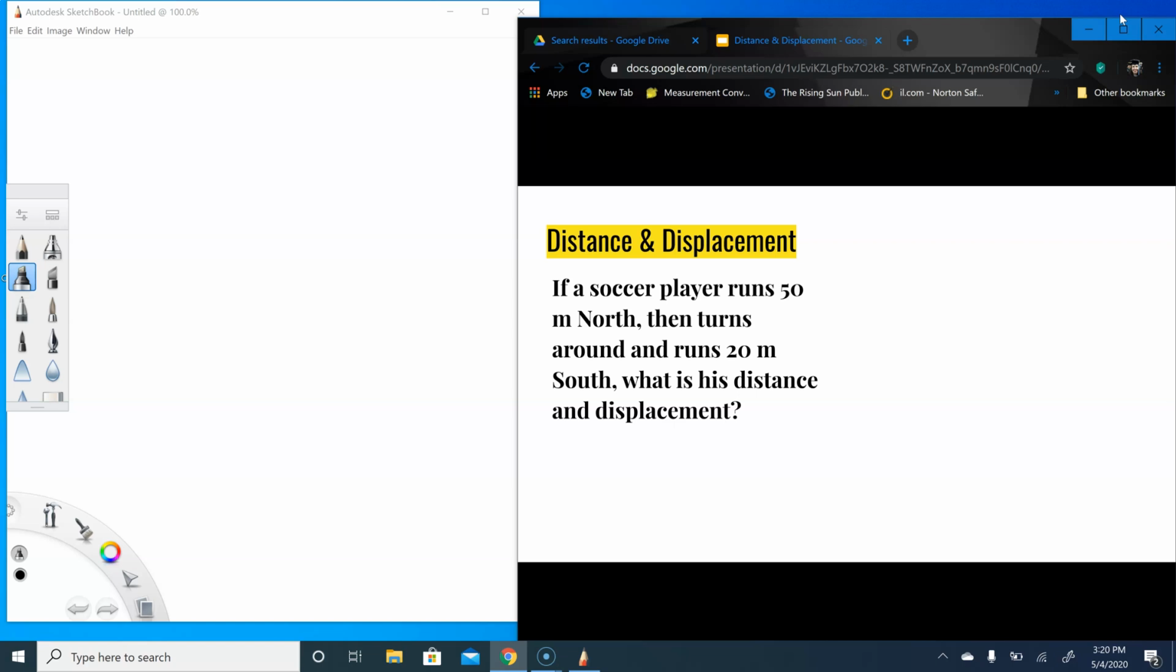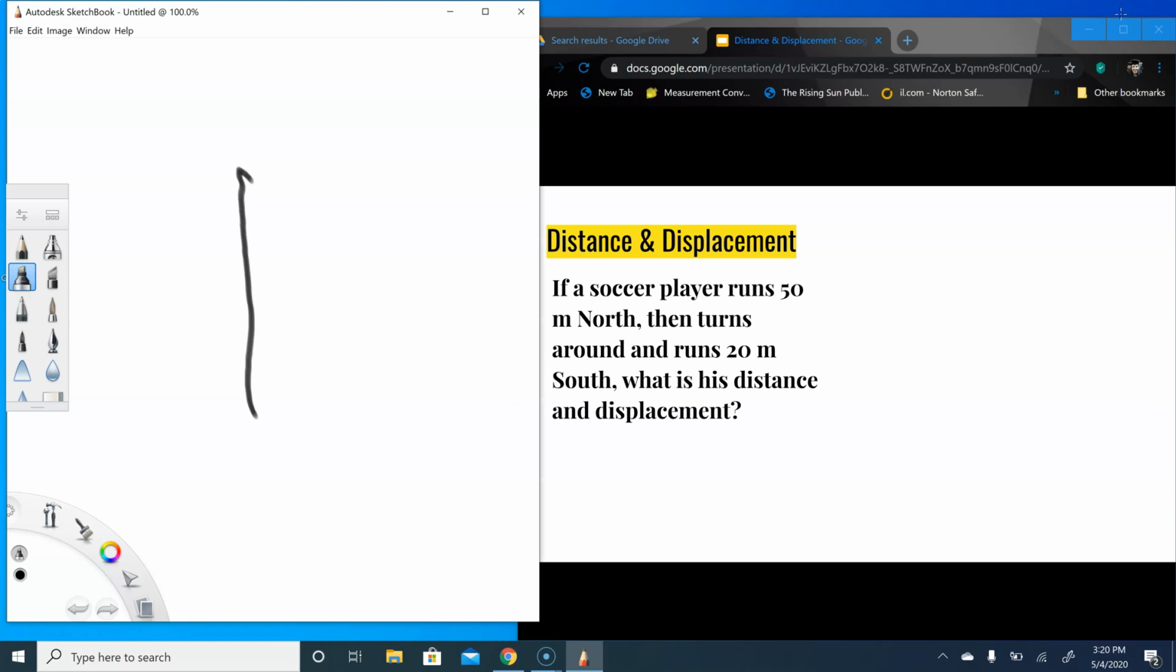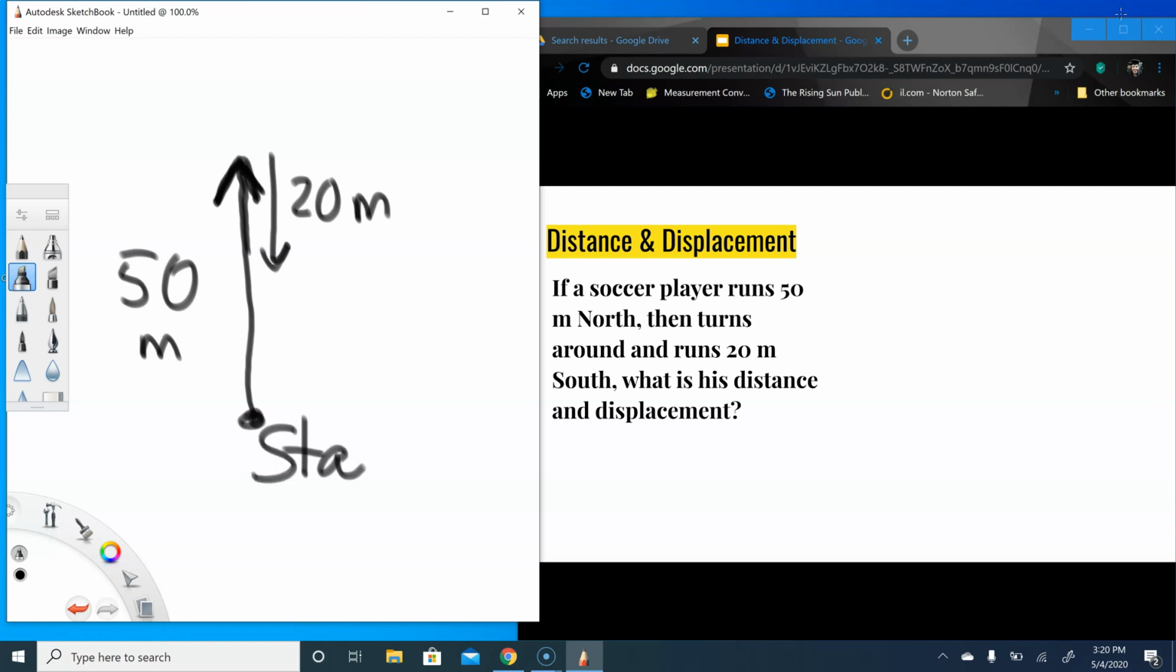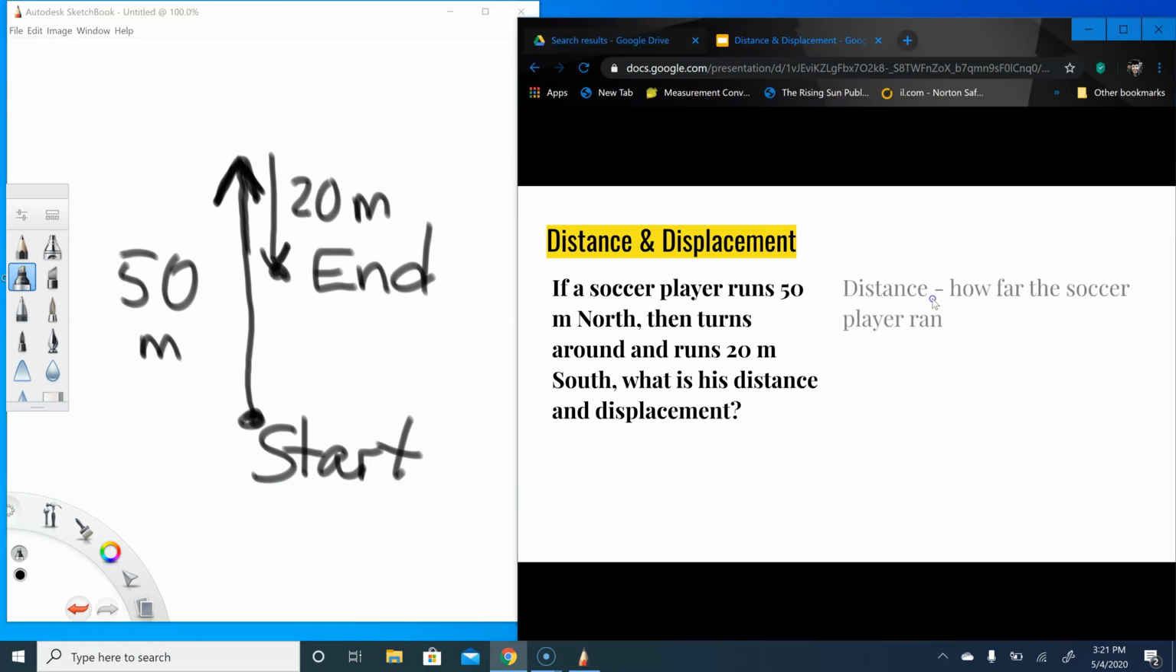So if a soccer player runs 50 meters north, and I'm going to just draw a not quite so straight line, and this is 50 meters, okay? And then turns around, which means going back on the same path, and we'll just do it like this, and runs 20 meters. Okay, if this is the start, and this point is your end, what is distance and displacement?